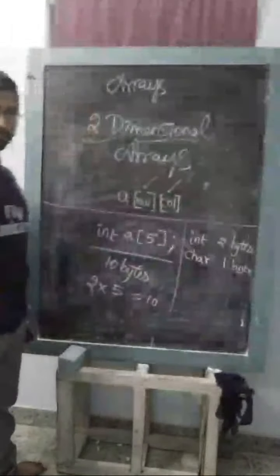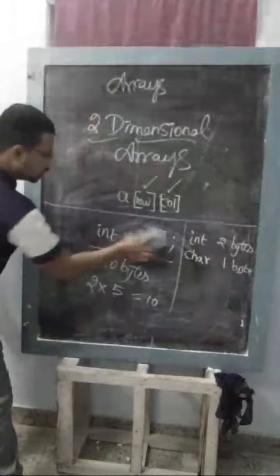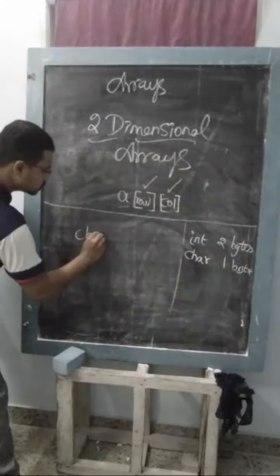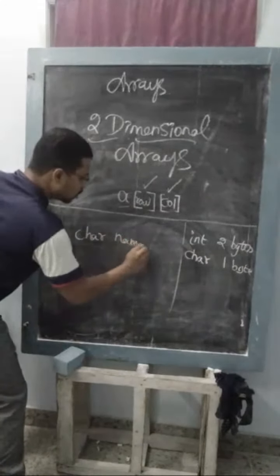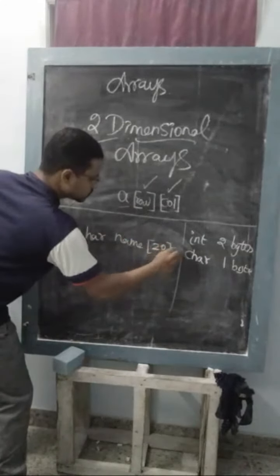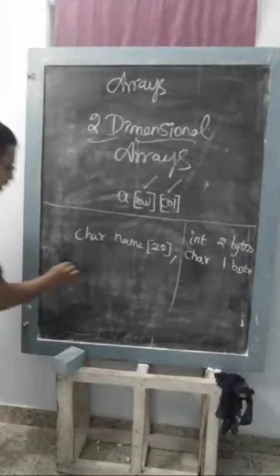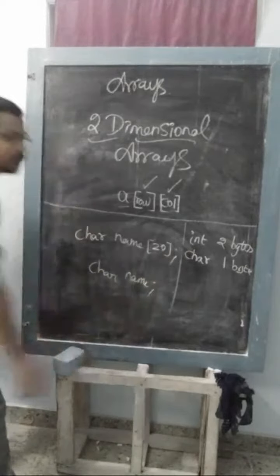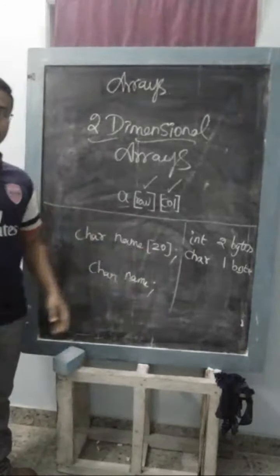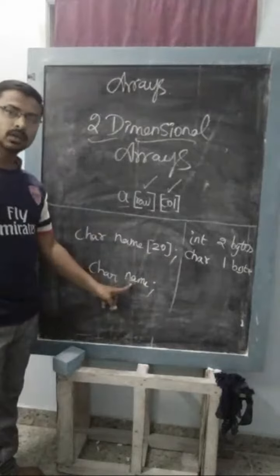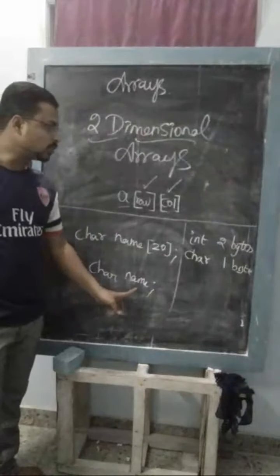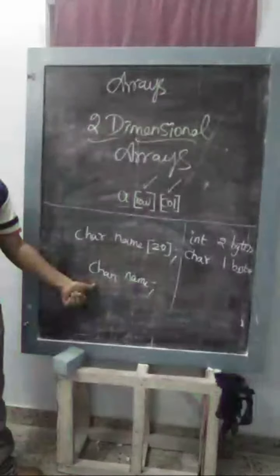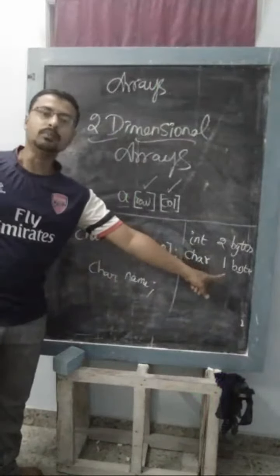Only 1 byte. Suppose a character array consists of, for example, a character name of 20. If you are not using any array variable, what is the size of name? The size of name is 1 byte, because name is of the character category, and a character has 1 byte.